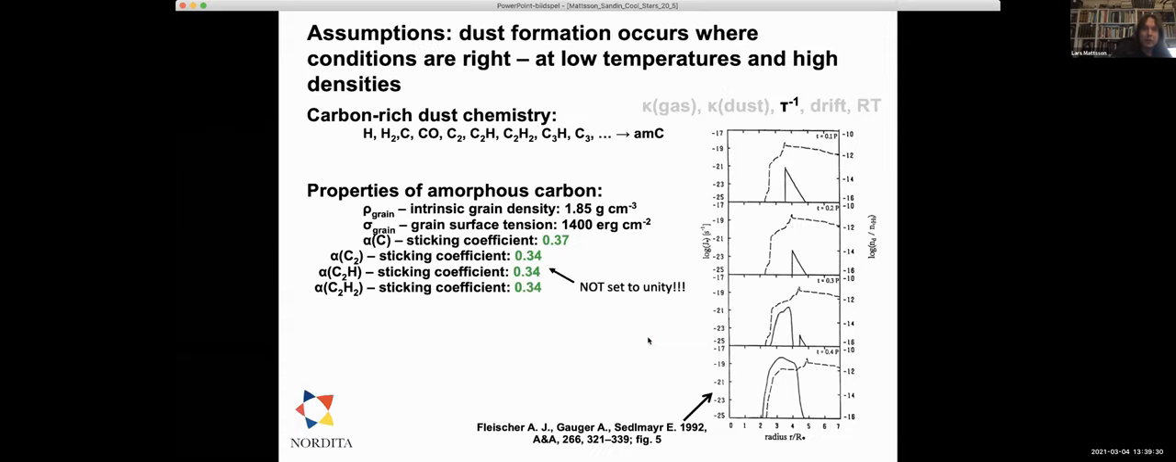And we have to make assumptions about dust formation, the chemistry. Unfortunately, we have only been able to try carbon-rich chemistry so far, but the code is fully capable of doing oxygen-rich chemistry as well. We just don't have the opacity tables. That's the problem right now. And then we have to assume properties of the dust, and most importantly here, we are not setting the sticking probability in the dust formation to unity, which is sometimes done because that seems to solve some problems. But on the other hand, it's not very likely, and experiments are showing much smaller numbers, actually. So we use those numbers instead.